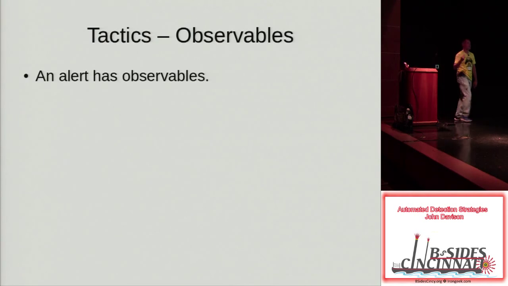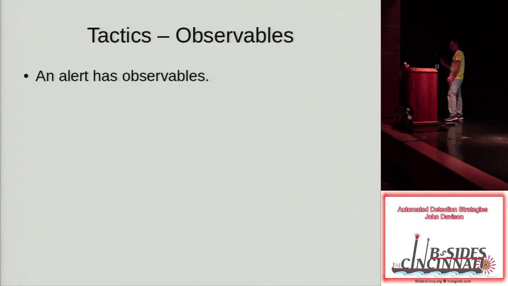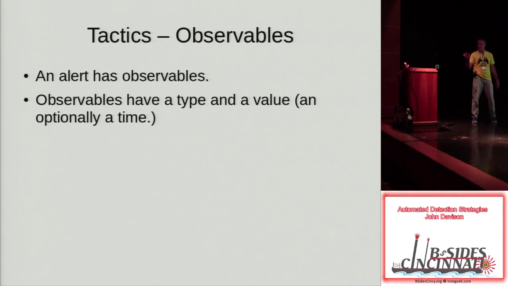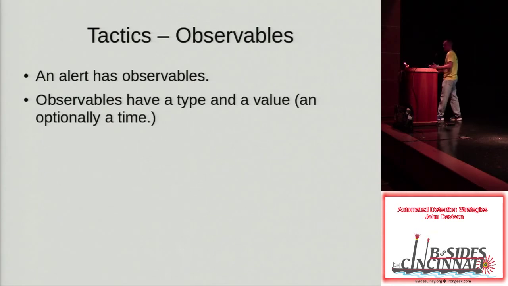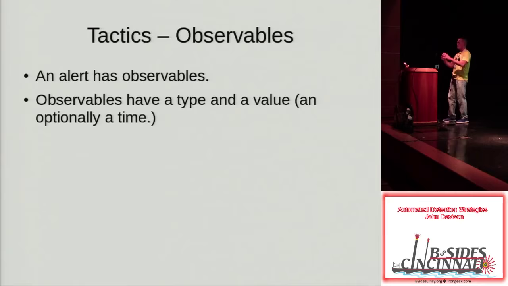So I'm going to say going forward that an alert, when it comes in, has what I call observables. An observable is something that has a type and a value, and optionally a time at which it was observed. An example of that would be an IP address, right? That's a type. And the value is 32.52.6.12, whatever. And the time would be June 25th, 2015 at 12:05:02 UTC, something like that. That is an example of an observable. I observe this in this alert.